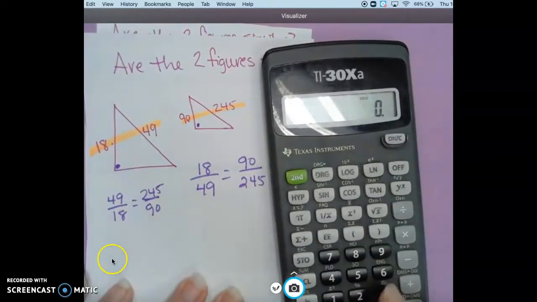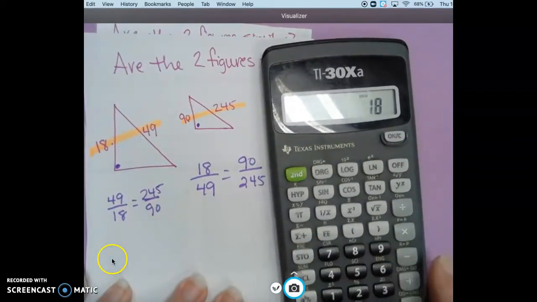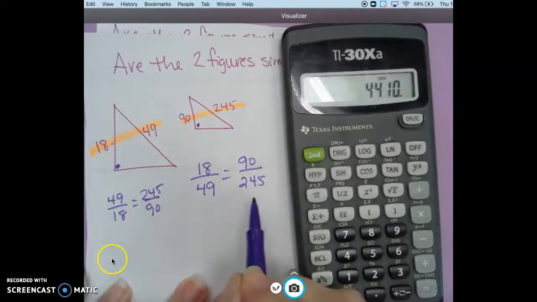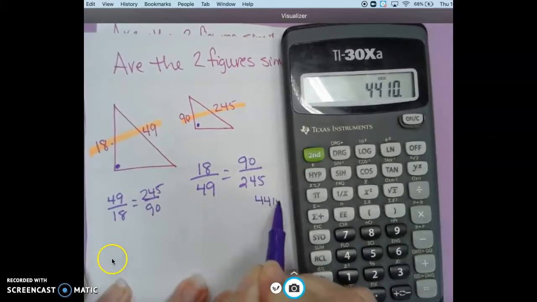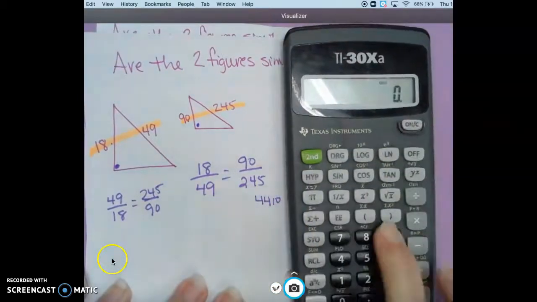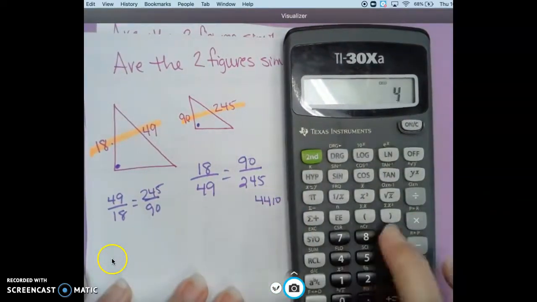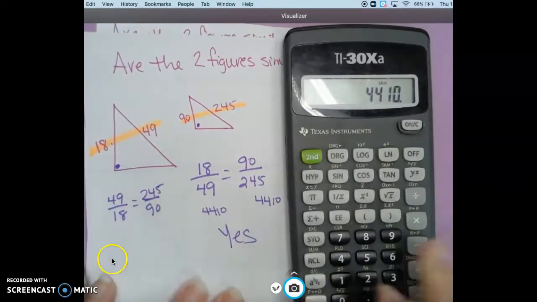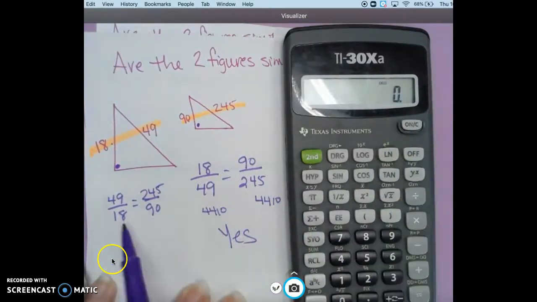So if I do 18 times 245, I get a big number, 4410. And then if I do 90 times 49, I get 4410. So then my answer would be, yes, they are similar. I could come over here and check this one if you wanted to. It's the same numbers.